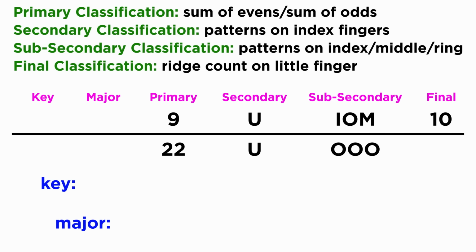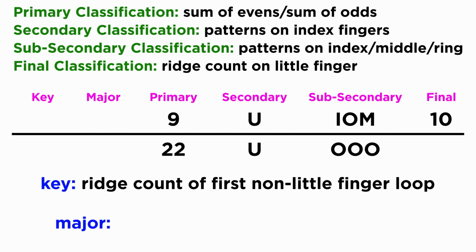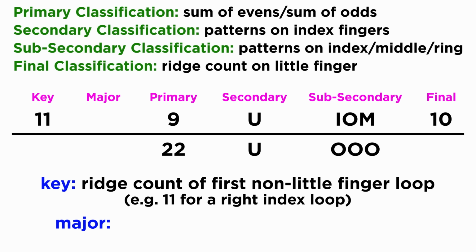2 additional divisions were added later, known as key and major. Though being the latest to be discovered, these divisions are always represented before the primary classification so as not to disrupt the original order. The key is the ridge count of the first non-little finger loop, let's say 11 for a right index loop, and appears above the classification line.